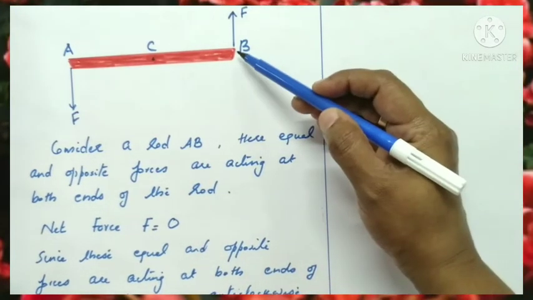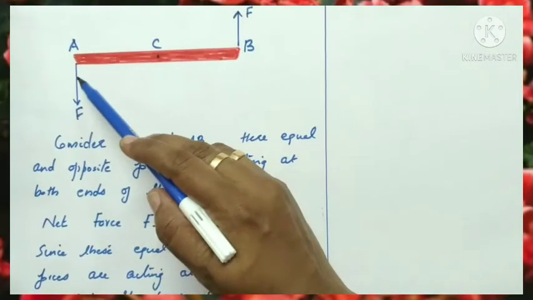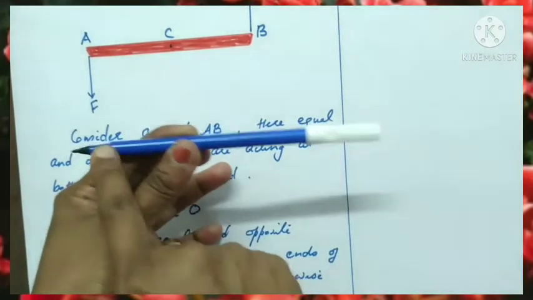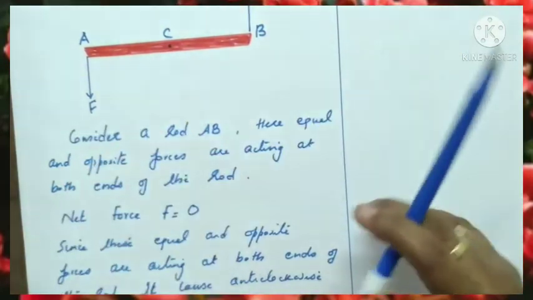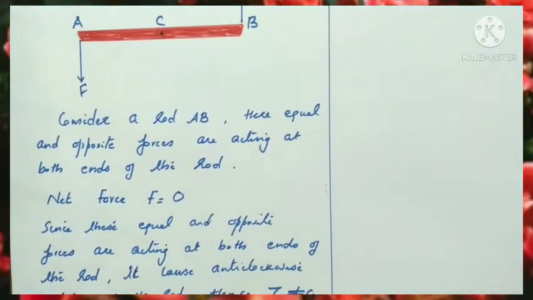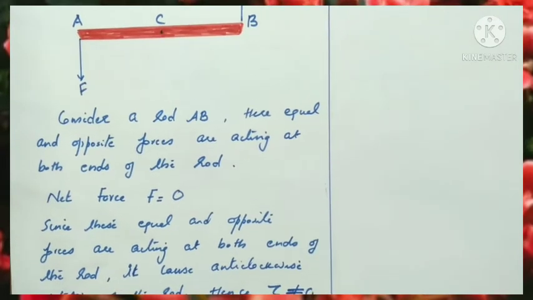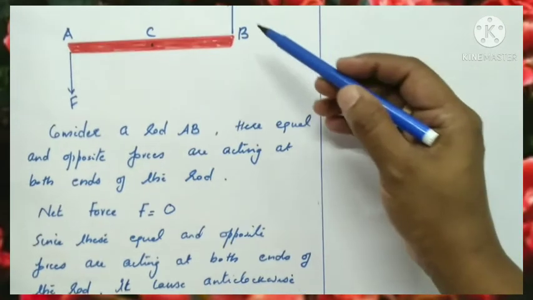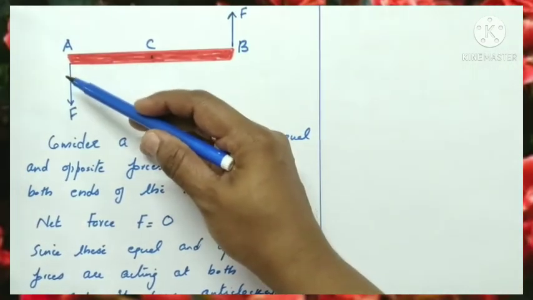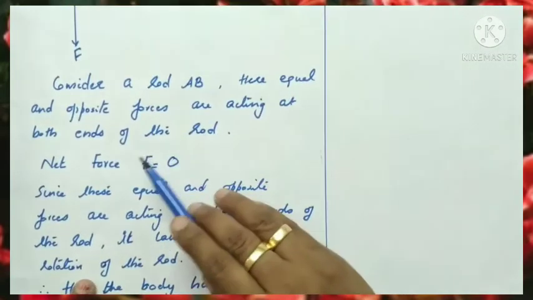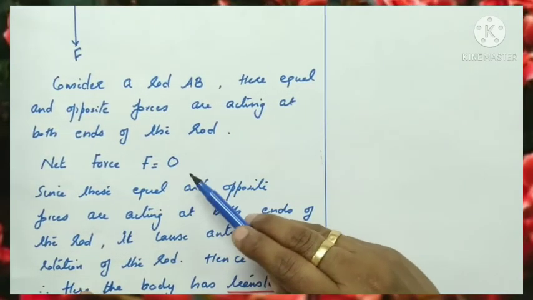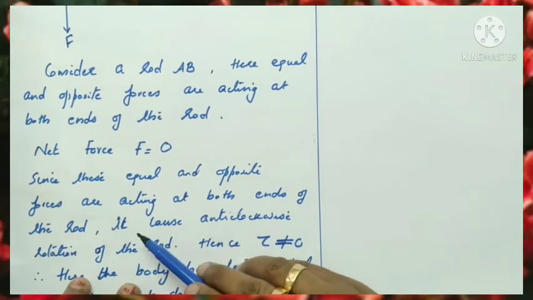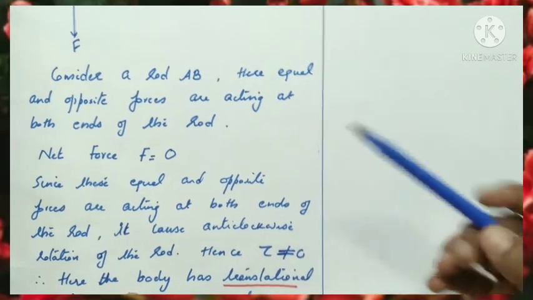Here a force is acting in the upward direction, and on the other end a force is acting in the downward direction. So consider a rod AB. Equal and opposite forces are acting at both ends of the rod. So what is the net force here? One is acting upward, the other downward. Net force is equal to 0. Since these equal and opposite forces are acting at both ends of the rod, it causes anti-clockwise rotation.